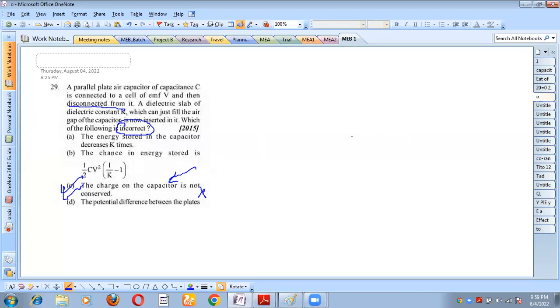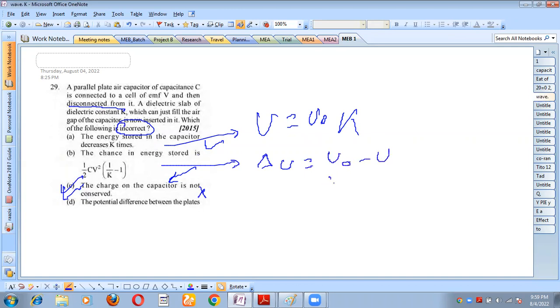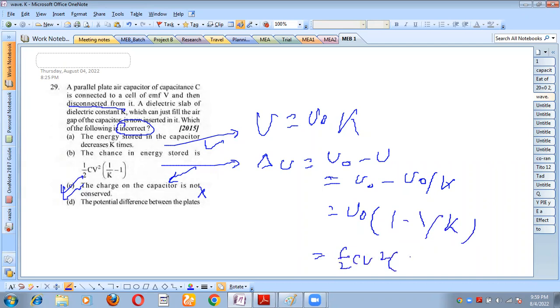But for the sake of knowledge, we can see that energy stored in the capacitor decreases. We have already seen that U is U naught by K, so this is correct. The change in energy, delta U, is U naught minus U, meaning U naught minus U naught by K. So the change in energy is U naught times 1 minus 1 by K. What is the value of U naught? Half CV square. So half CV square times 1 minus 1 by K. So this one is also correct.